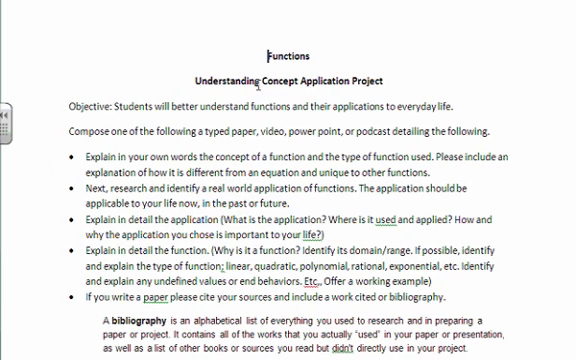Hello everyone, this is Mr. Kachak. I'm just going to go through a brief explanation of what the project for semester one is going to be, and it involves functions.